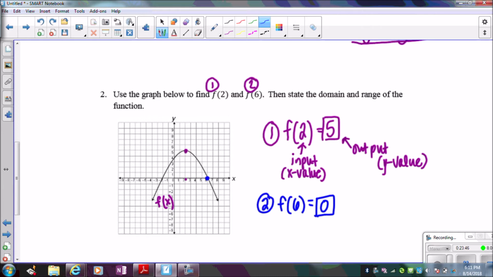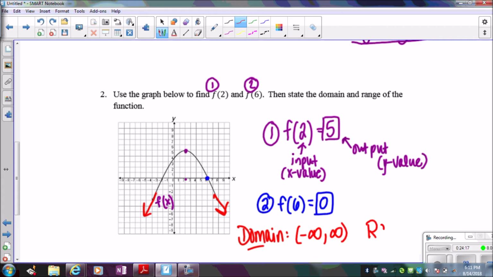And then the last thing is finding the domain and range. So the domain of this is going to be look from left to right. When you see arrows, think about this as it keeps getting wider. So the arrows mean it's getting wider and wider negatively and positively. So that means negative infinity to positive infinity.